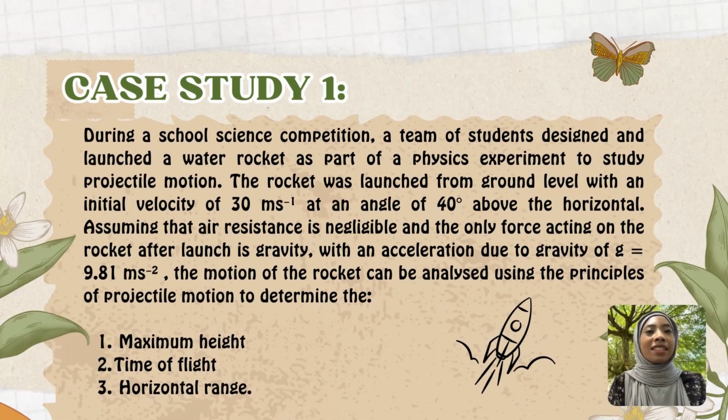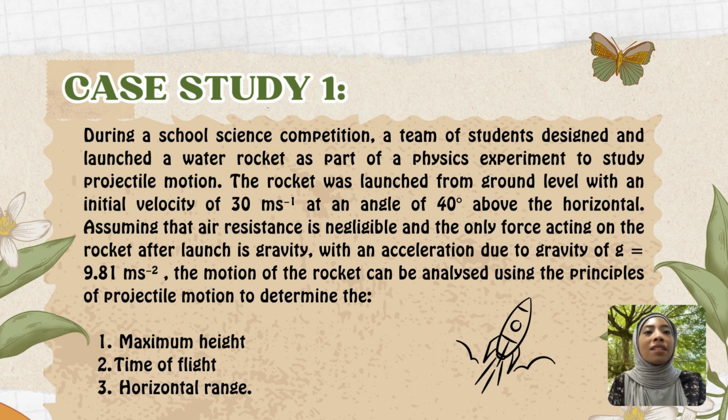Now, let's move to the next slide, which is case study 1. During a school science competition, a team of students designed and launched a water rocket as part of a physics experiment to study projectile motion. The rocket was launched from ground level with an initial velocity of 30 m/s at an angle of 40 degrees above the horizontal.